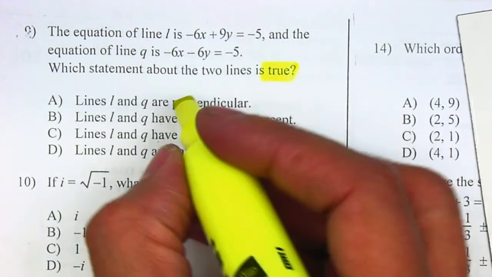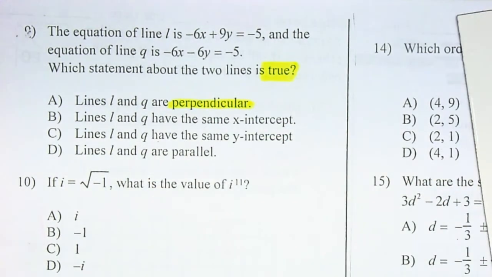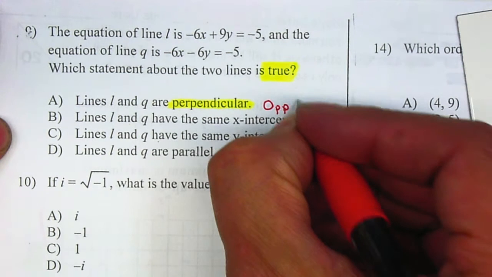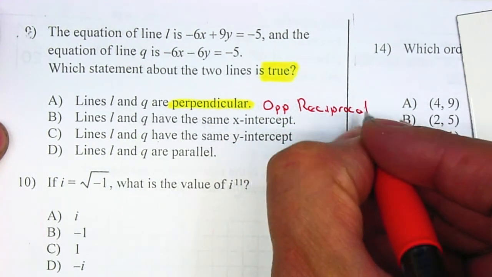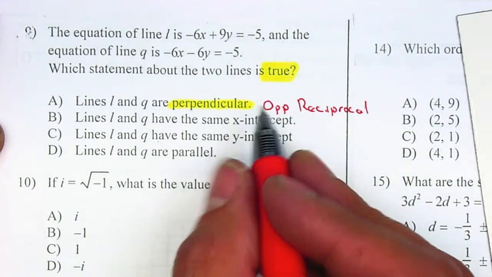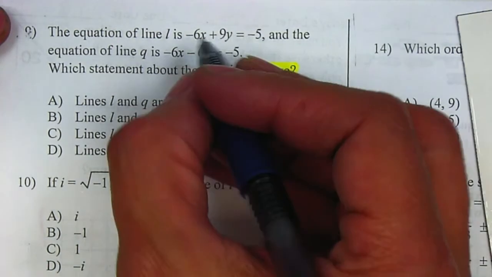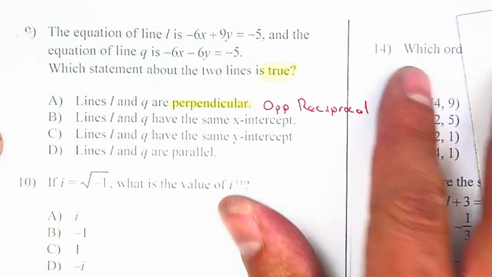First, it says the lines are perpendicular. To determine if the lines are perpendicular, we need to find the slope, because perpendicular lines have the opposite reciprocal slope. So it needs to be one of them negative, the other one positive, and the reciprocal. So we need to find the slope. To find the slope, it's a very quick process. We're going to do it here on the left hand side.